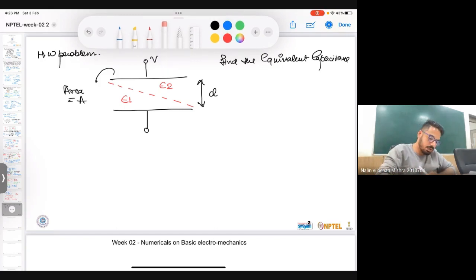Let me give you the solution for this. C equivalent is A epsilon naught epsilon 1 epsilon 2 by D epsilon 1 minus epsilon 2 ln epsilon 1 by epsilon 2. This is the final answer.